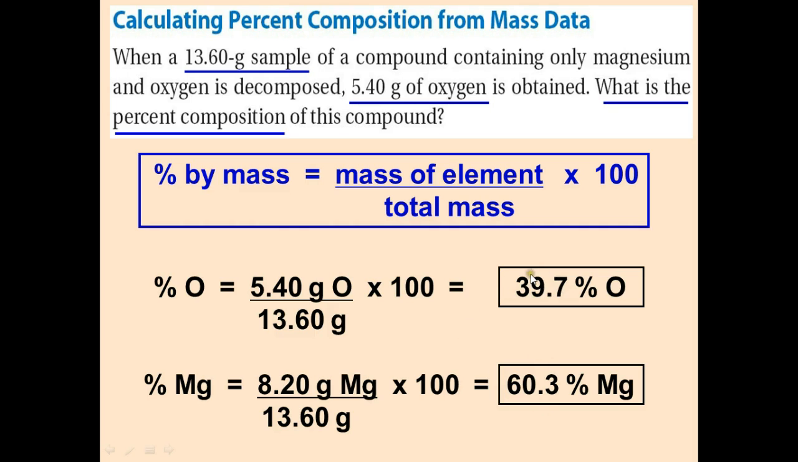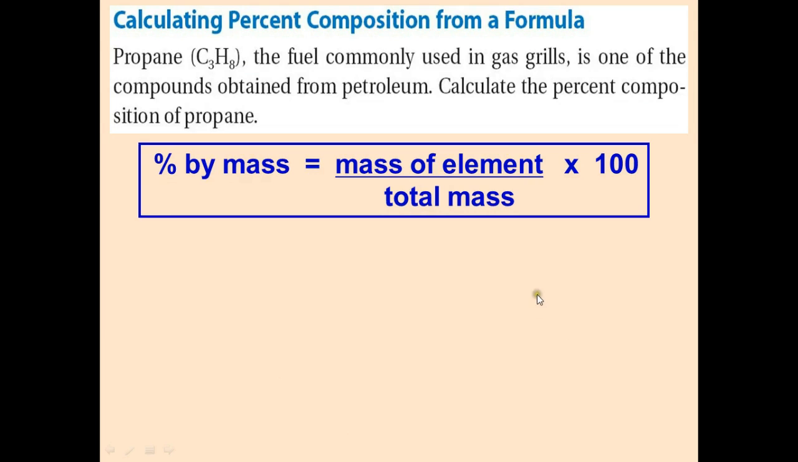So if we know the percent of one, everything else has to be the other element. And so that's a quick way. And you can do this with compounds with three. If you figure out the percent composition of two of them, you can just subtract it from 100 and do the same exact thing. And so here's calculating percent composition from a formula.